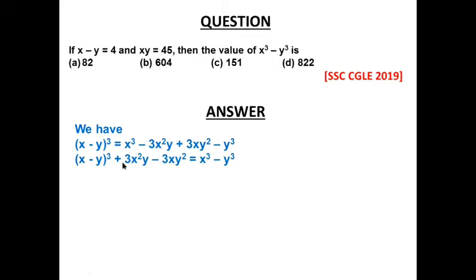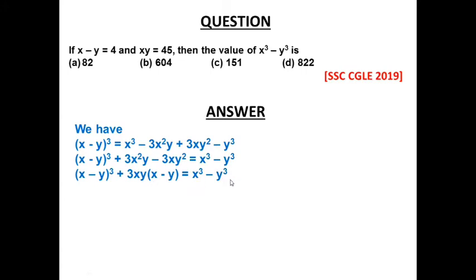(x minus y) all cube plus 3x square y. This minus 3x square y, when I take this side, it becomes plus 3x square y. This plus 3xy square, when I take to the left hand side, it becomes minus 3xy square, equal to x cube minus y cube. So only this minus term and plus term we are taking from the right hand side to the left hand side. So again, this can be rewritten as (x minus y) all cube plus 3x square y minus 3xy square. From these two terms, I can take 3xy common. So when I take 3xy common, I'll get 3xy into (x minus y).